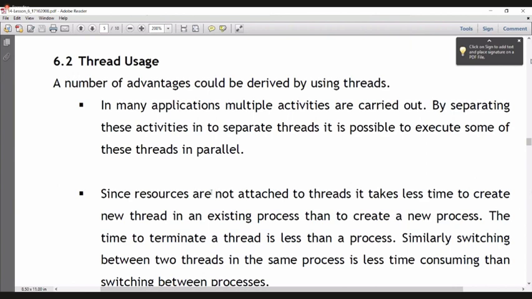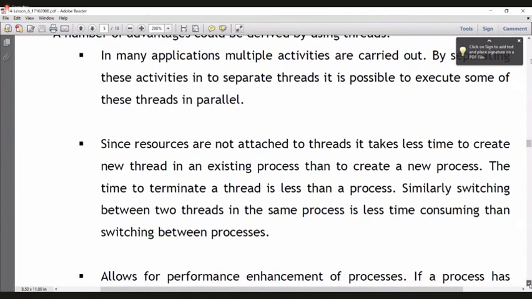Then the second one: since resources are not attached to threads, unlike processes where you attach resources, it takes less time to create a new thread. When you create a process, it takes some time because you have to allocate memory, address space, and so on. But with threads, you don't have to consider those things. So creating a new thread in an existing process is much faster than creating a new process. Okay, so that is another advantage.